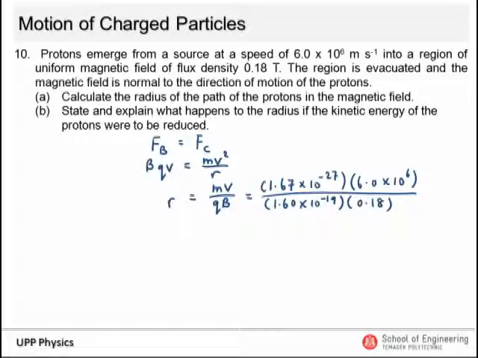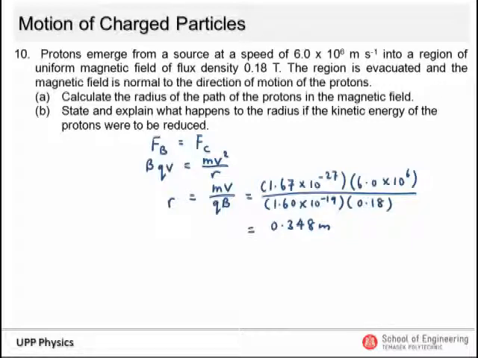Upon calculating, we find that the radius is 0.348 meter. So we have solved part A of the question. Let's look at part B. Part B requires us to state and explain what happens to the radius if the kinetic energy of the protons were to be reduced.